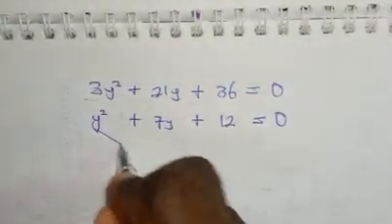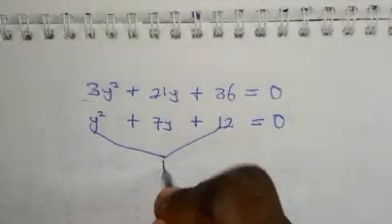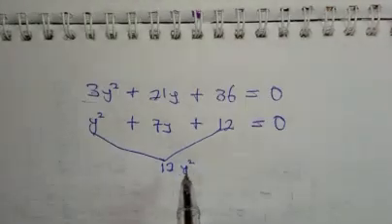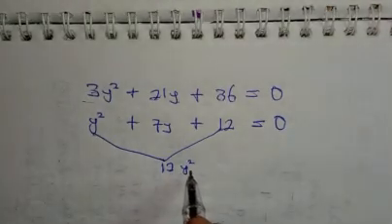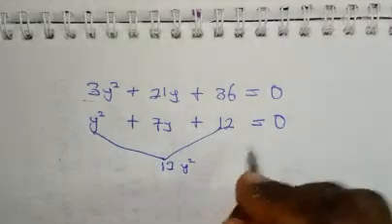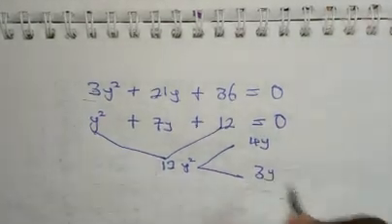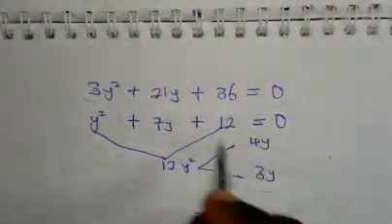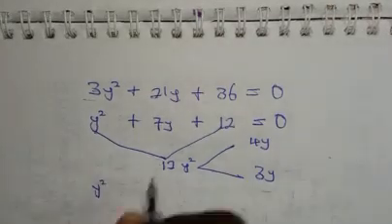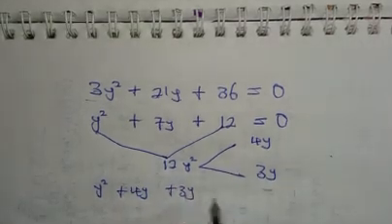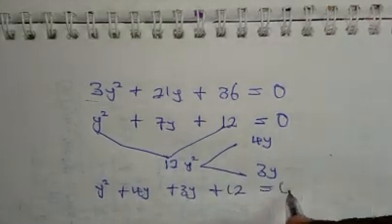Using the same factorization method, multiply this together, we have 12y squared. And what are the two factors that are going to multiply to give us 12y squared and add together to give us 7y? We have 4y and 3y. So you can test it. Substitute this for 7y. We have y squared plus 4y plus 3y plus 12 equals 0.